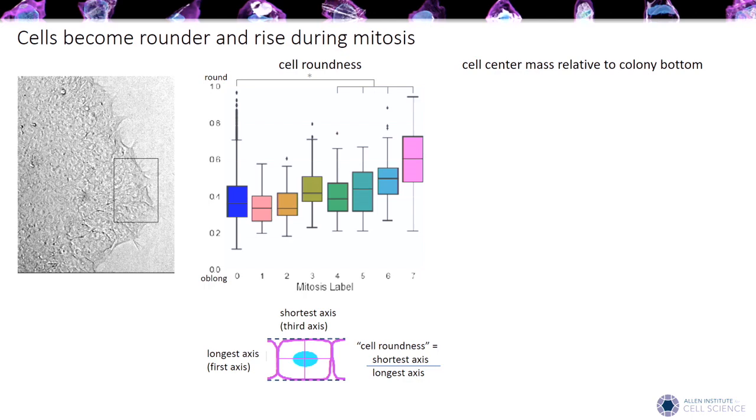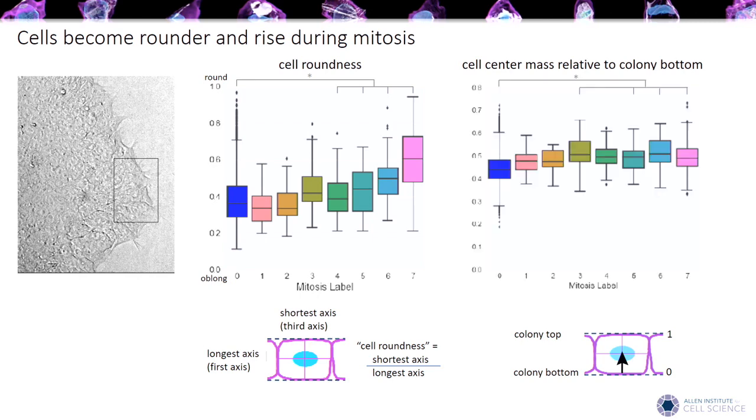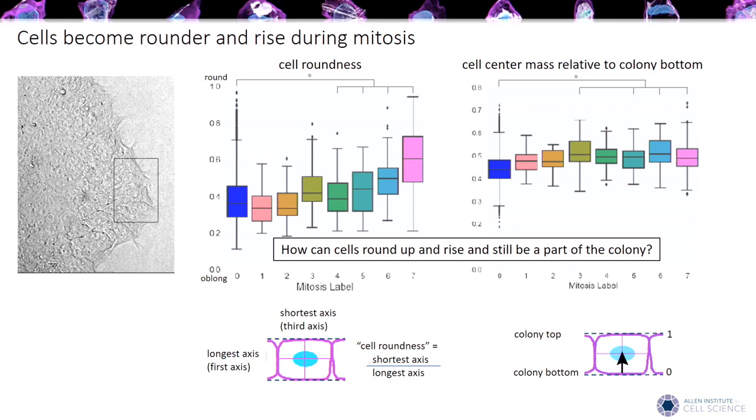Since the cells were rising up, we also wanted to quantify their position within the colony, which we did by looking at the cell center of mass relative to the bottom of the cell colony. And there we see the same trend: at cell cycle stage 3, or early prometaphase, the cells start to rise up and then stay elevated as they continue dividing. So the question is, how can those cells undergo such a dramatic morphology change, but still be part of the colony?